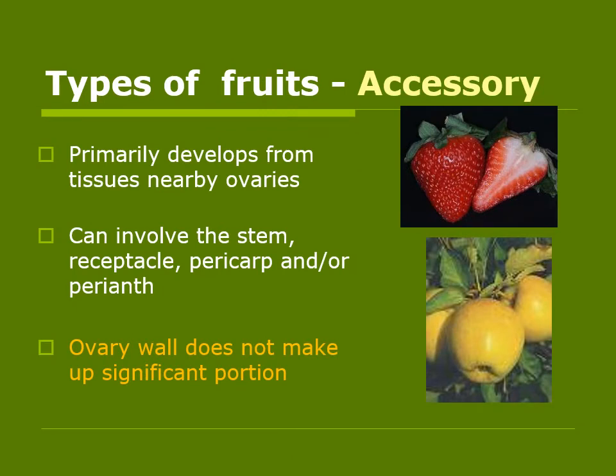So as we look at accessories, the classic example is strawberries, but many examples exist. Apples exist as well. Even though they have separate classifications, they are also accessory fruits, which means that they primarily develop from tissues near the ovaries, but not exclusively the ovaries. Okay, so they can involve the receptacle, the pericarp, or the perianth in their development, which would classify them as an accessory fruit. The key here is the ovary wall does not make up a significant portion of the fruit ultimately. Okay?